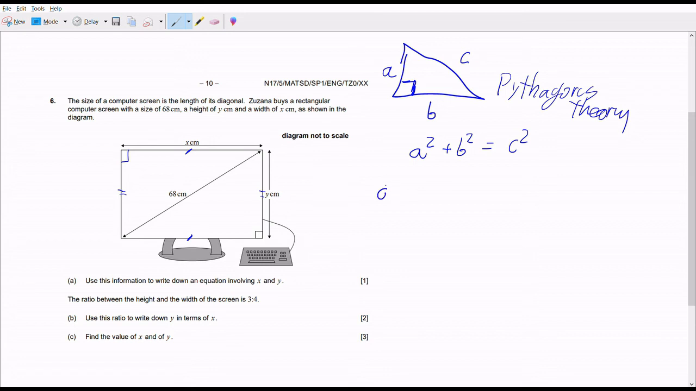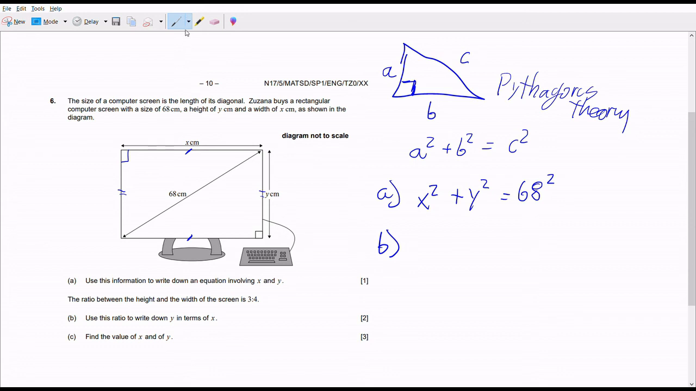So for part A, the equation we can write is x squared plus y squared equals 68 squared. Okay, since 68 is the diagonal, this is going to be the hypotenuse, and we just replace the values. Now they tell us that the ratio between the height and the width of the screen is 3 to 4. Okay, now for part B, we need to use this ratio to write down y in terms of x.